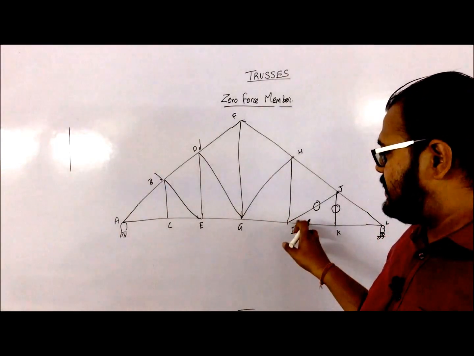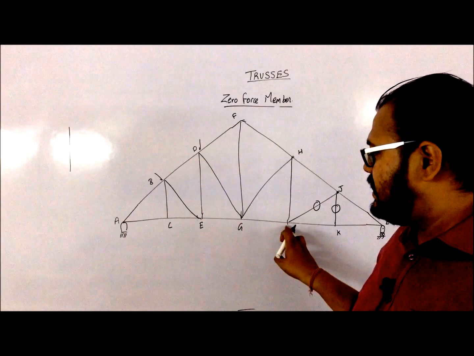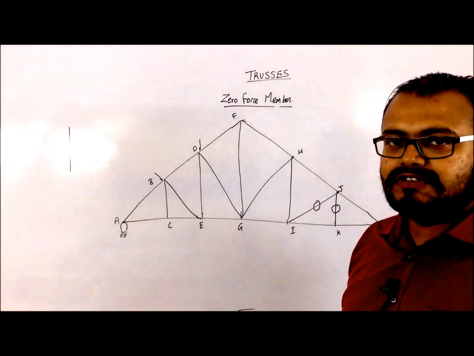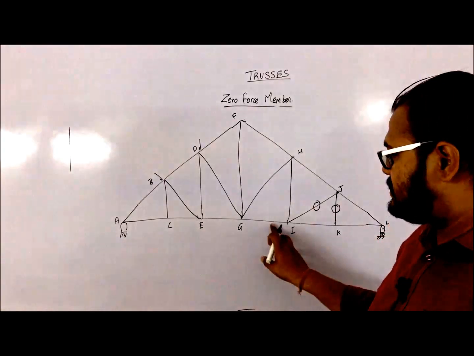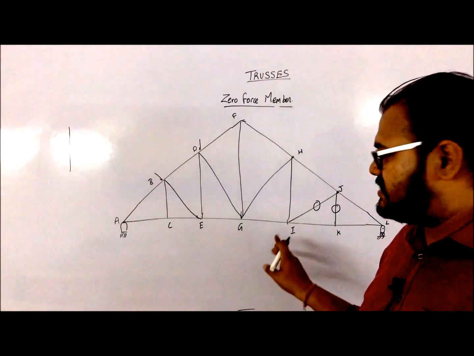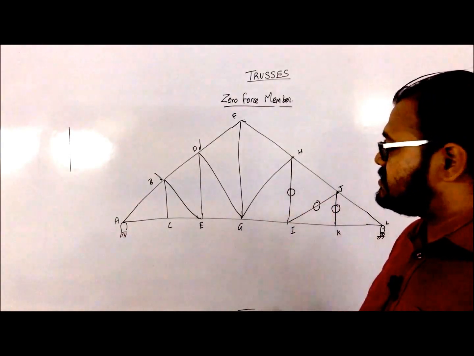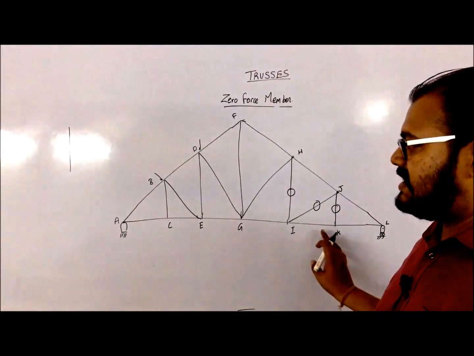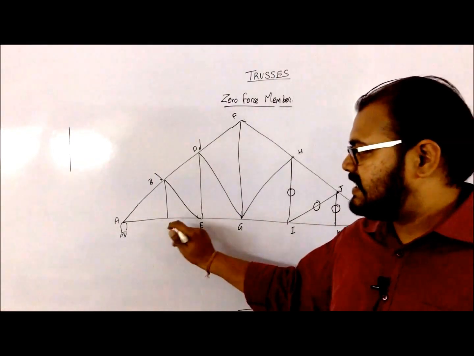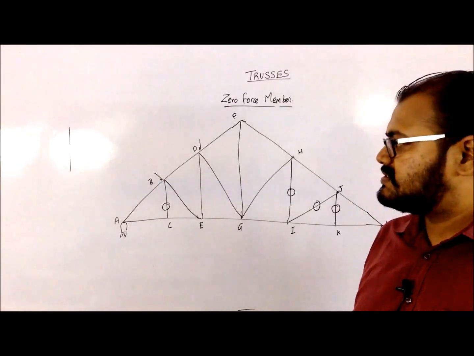Again, if you just replicate, you can see that this becomes a zero force member. At point I there are 3 members which are attached to each other. Again, these 2 members are parallel to each other and there is no force at point I. So this particular member becomes a zero force member. So this is how you can analyze. Over here again at point C, this particular member becomes a zero force member.